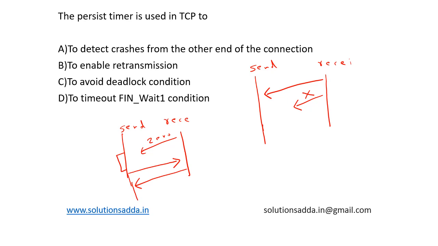Now, if the window size is zero, again the sender will start the persist timer. If it receives an updated window size other than 0, then the sender starts sending the packets. So in order to avoid the deadlock condition, the persist timer is used in TCP. So option C is the correct answer.